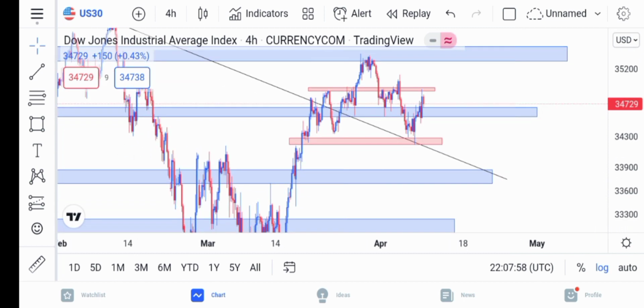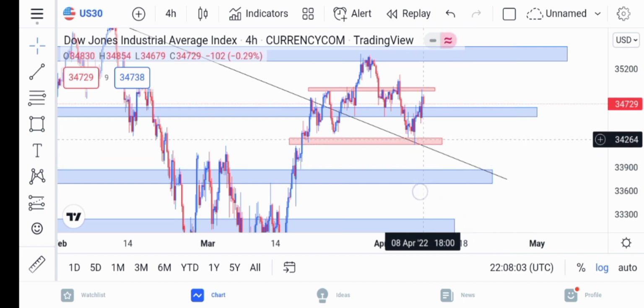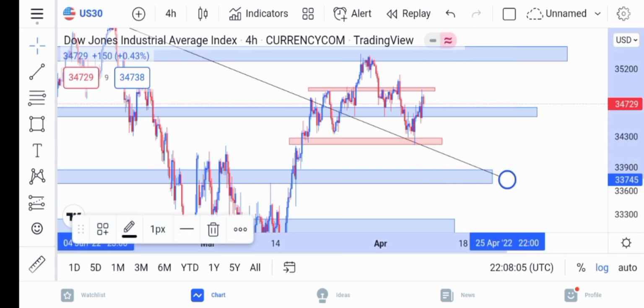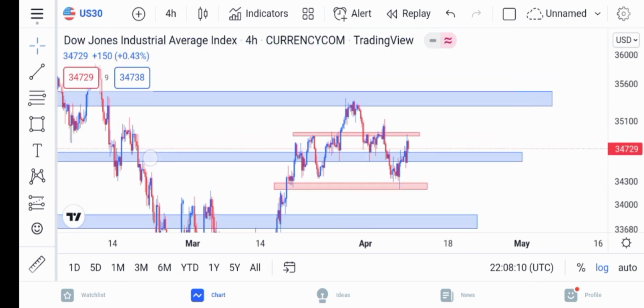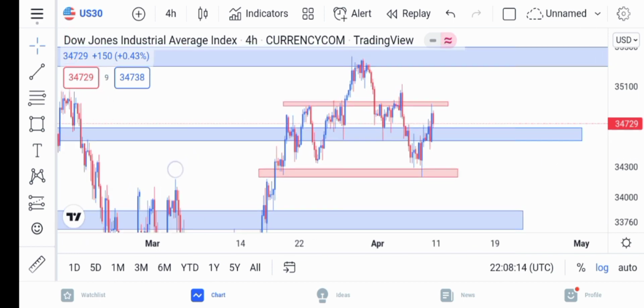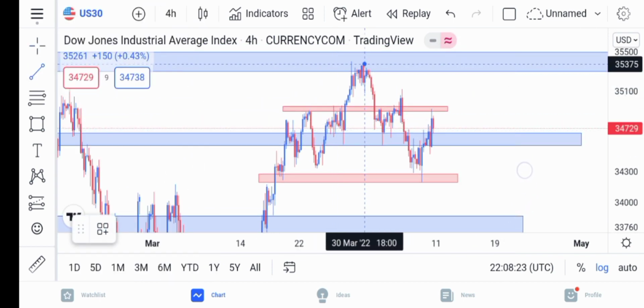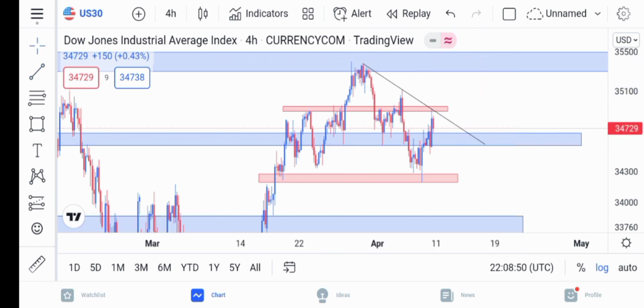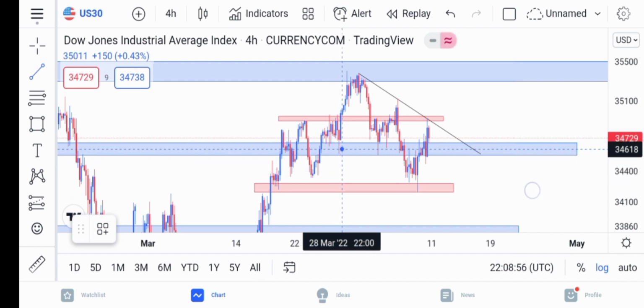So we can see that US30 broke off the trend line, and now we just retested it. So there's no need for us to keep it. So let's remove it so we can have the clearest charts. So as you can see from this point here, we can cater for the lower side as well from this point over here.